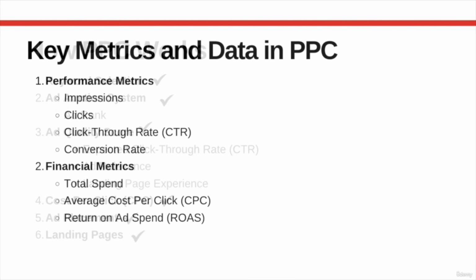Now, let's look at the key metrics and data in PPC. First is performance metrics. Under it come impressions, clicks, click-through rate, CTR, and conversion rate. Impressions is the number of times your ad is shown. Clicks is the total times users clicked on your ad. Click-through rate, CTR, is the percentage of clicks from total impressions.